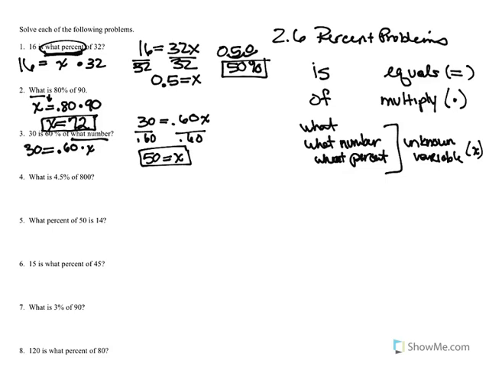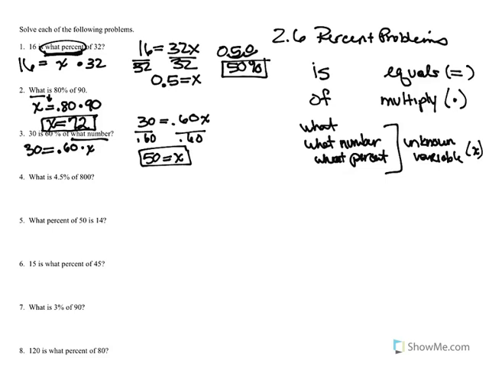What is 4.5% of 800? And then 5, what percent of 50 is 14? 15 is what percent of 45? What is 3% of 90? And then 120 is what percent of 80. So you can just do one, then start and translate another one, right? Okay. All right. So I'm about to do them myself.